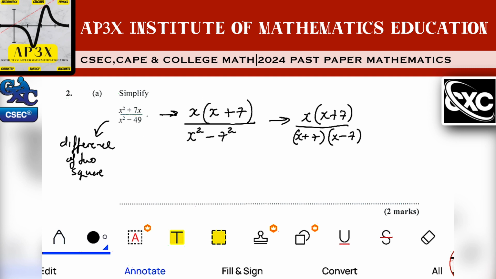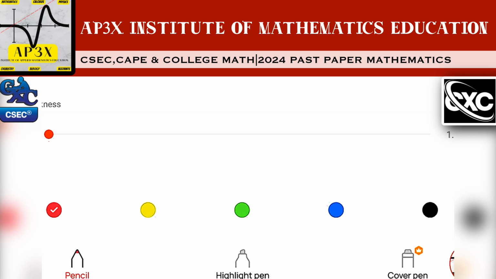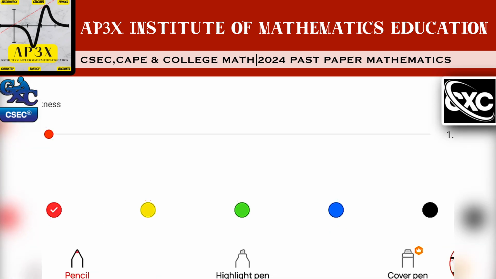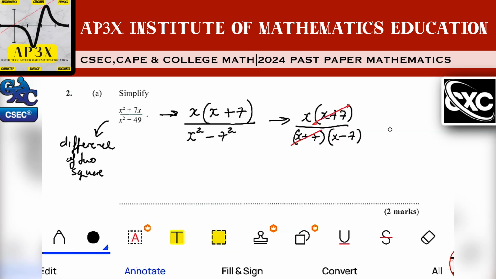So if you look carefully, this x plus 7 here cancels this x plus 7 here, then our final result works out nicely to be x divided by x minus 7. All right, and that is pretty much it. That's how you would factorize that expression, or that's how you'd simplify that expression.